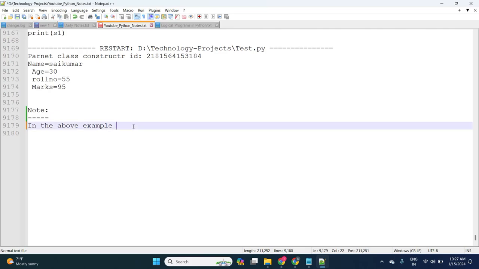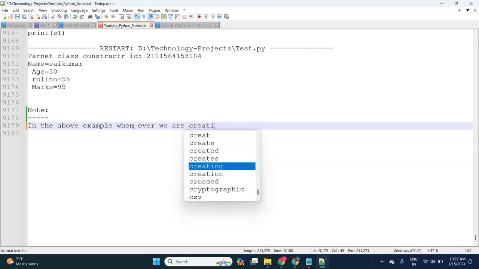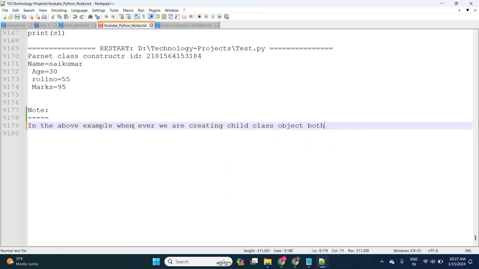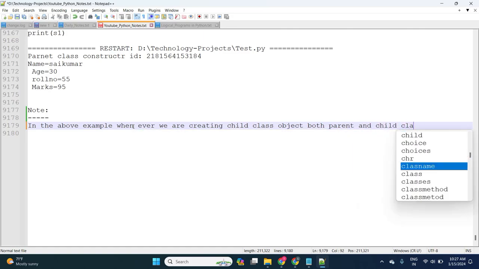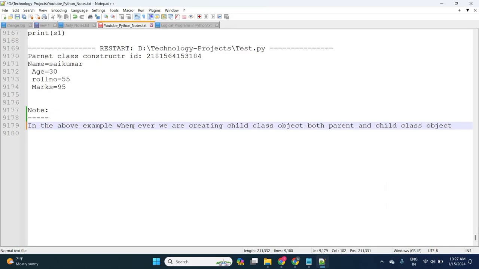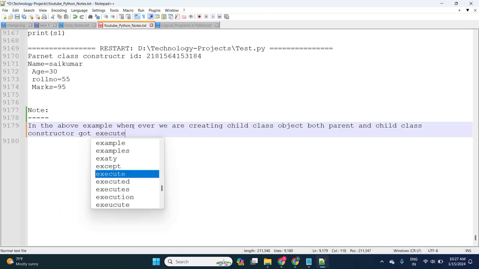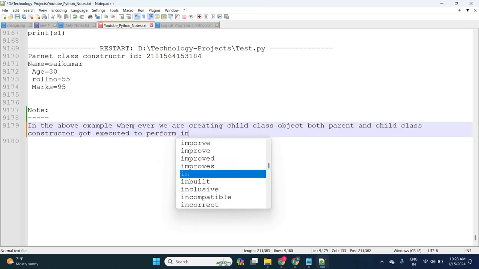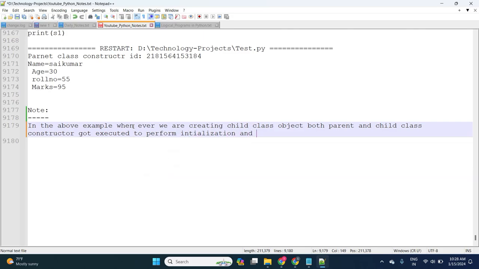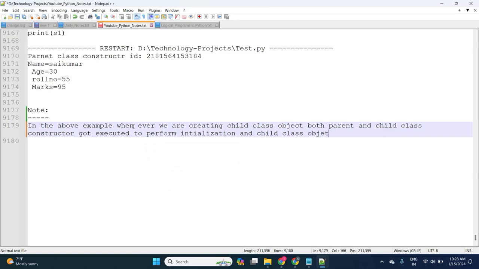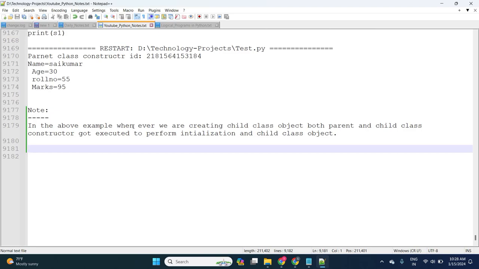In the above example, whenever we are creating a child class object, both the parent and child class constructors got executed to perform initialization of the child class object. Clear?